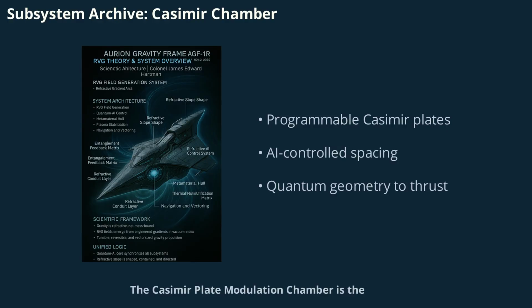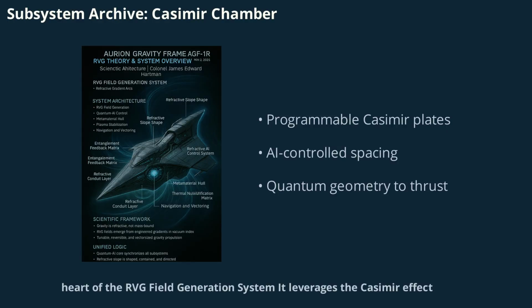Casimir plate modulation chamber is the heart of the RVG field generation system. It leverages the Casimir effect, where vacuum energy density is altered between two closely spaced conductive plates. In the AGF-1R, this principle is extended. Plate geometry is programmable, spacing is dynamically adjusted by AI, and the resulting field output is vectorized through refractive slope shaping. Subsystem converts quantum geometry into usable thrust, forming the basis for gravity-like field generation without reliance on traditional mass.